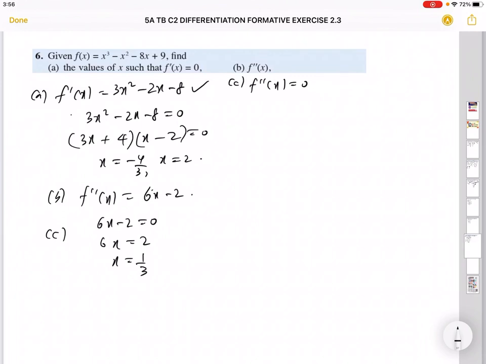And part D, find the range of values of x such that f double prime x is less than 0. So if this is less than 0, we can solve for x. Again, it's the same figure. It's still 1 over 3. So x is less than 1 over 3.